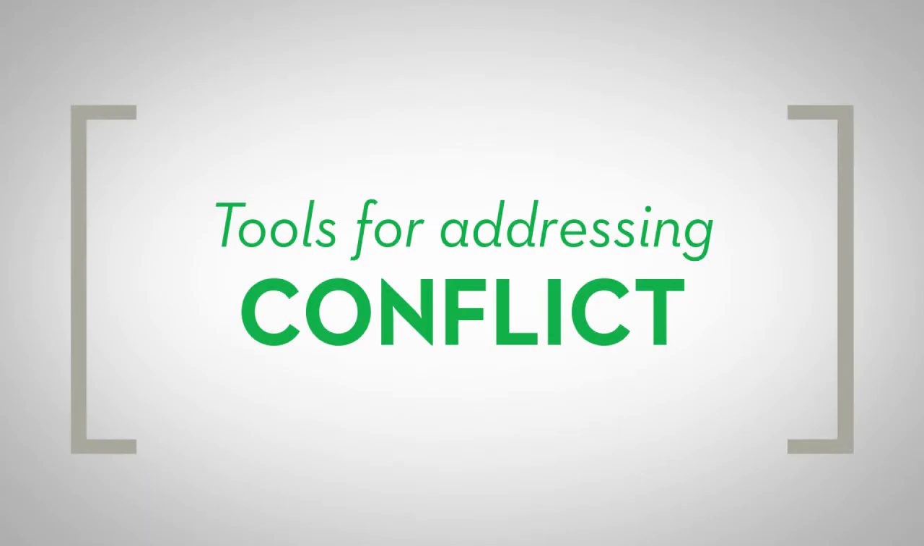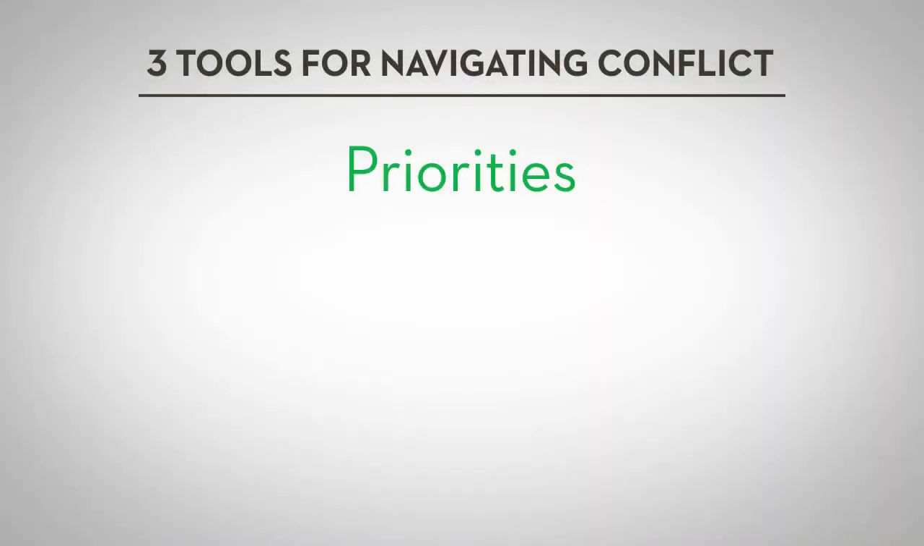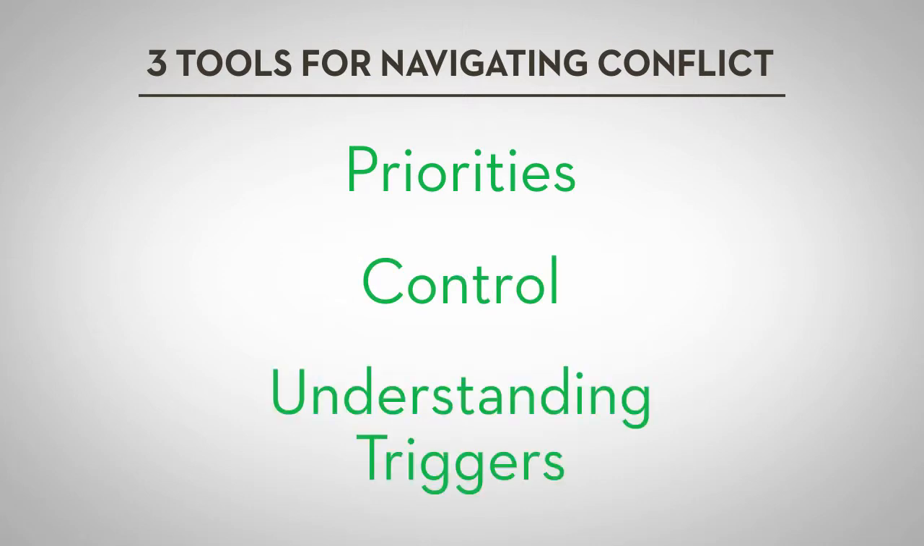Today we're talking about what to do when you have a conflict with someone in the workplace. And we have 3 tools we'd like to share with you that we find to be really impactful when trying to navigate conflict. The first one is priorities, the second one is control, and the third is understanding triggers.